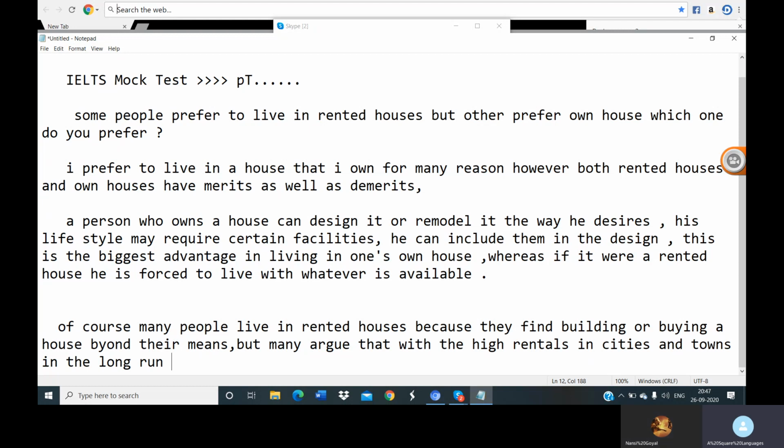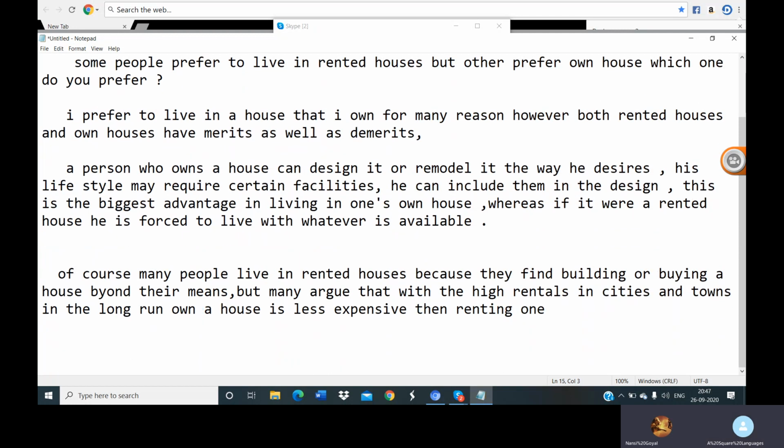So, many argue that with the high rentals in cities and towns, in the long run, owning a house is less expensive than renting one. Exactly. Is that clear to you? Yes, sir. Owning a house is less expensive than renting one. Is that clear to you? Yes, sir. You can add on the lines.